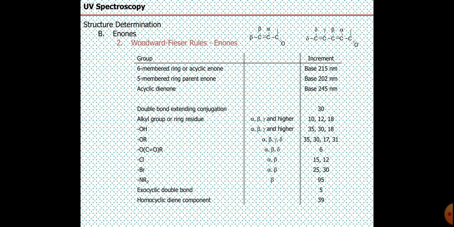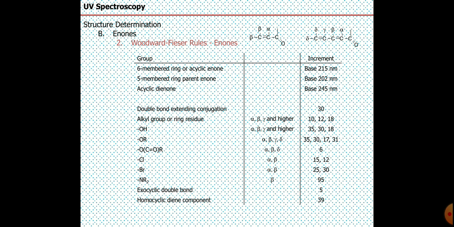For double bond extension, 30 nanometer will be added. If an alkyl residue is present at the alpha, beta and gamma positions, then 10, 12 and 18 nanometer is added respectively. If an OH group is present at the alpha, beta or gamma position, then 35, 30, 18 nanometer is added respectively. If an alkoxy group is present at the alpha, beta, gamma or delta position, then 35, 30, 17, 31 nanometer is added respectively.